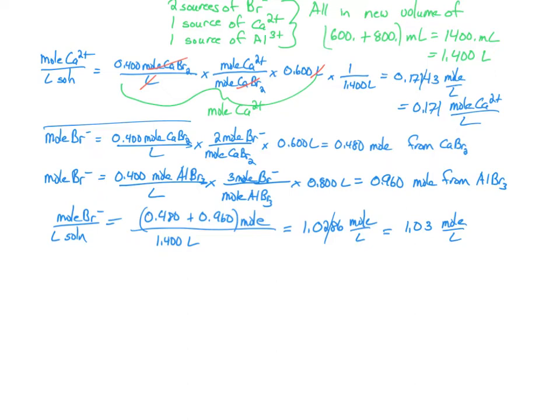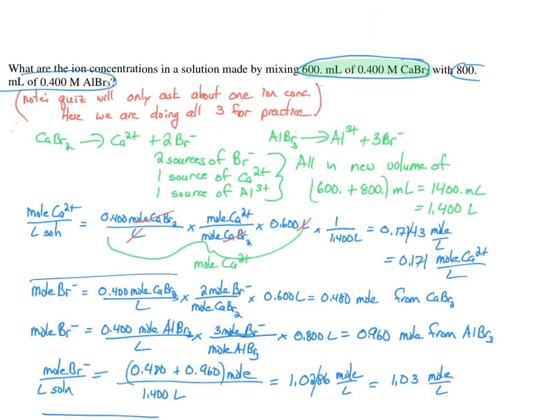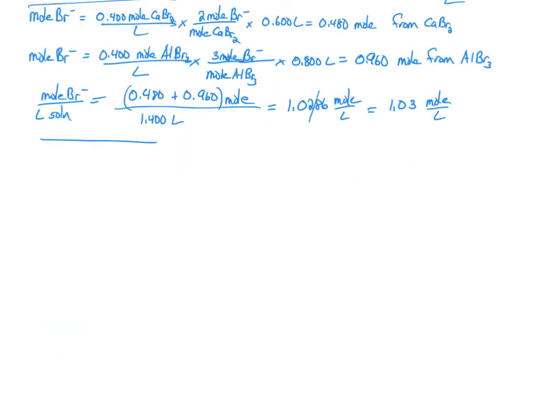Now the last ion concentration is aluminum, and we'll look at the aluminum bromide for that.